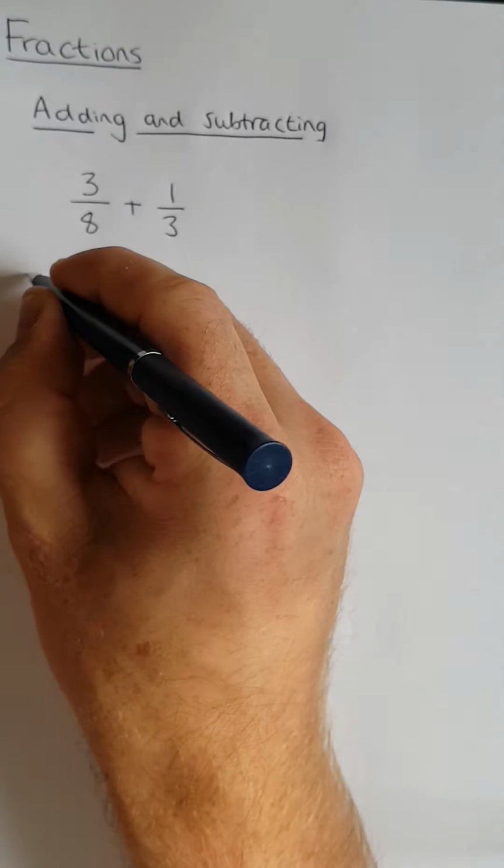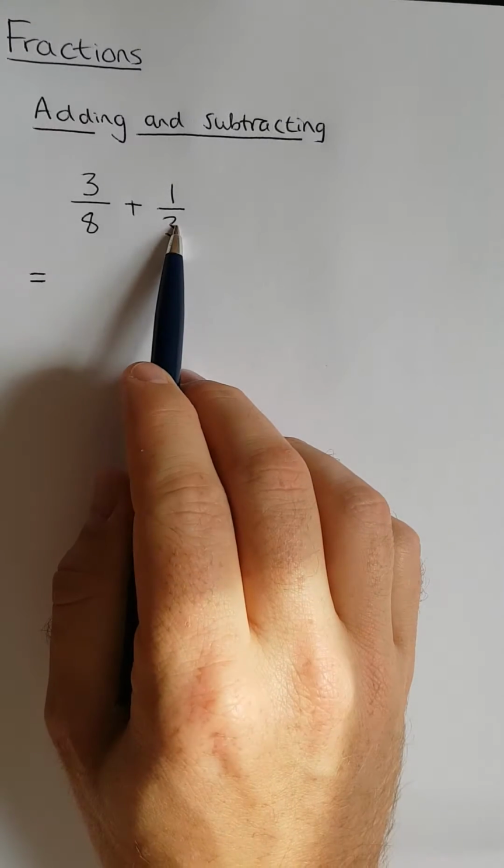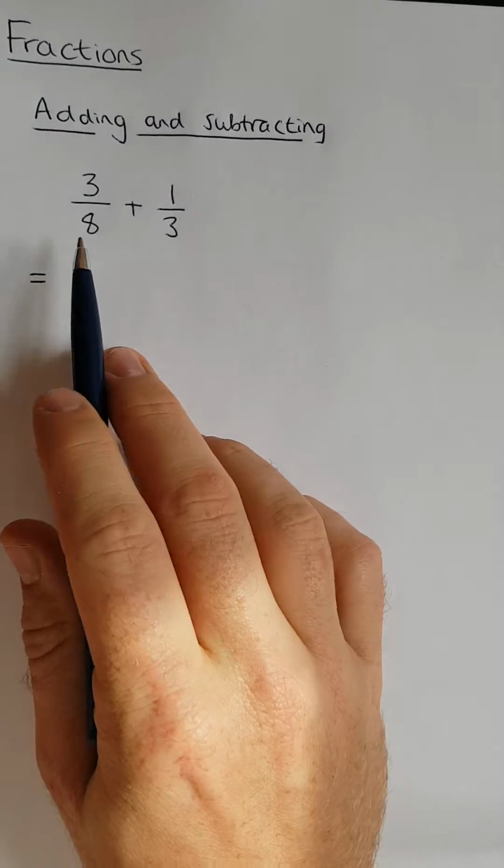Let's have a look at this situation. Well, my first thought is I need to make the denominators the same, so that all the pieces are the same size. I'm then thinking, how do I make those denominators match? I can't multiply 3 by anything to make 8, but the times tables of 8 and 3 must meet somewhere.